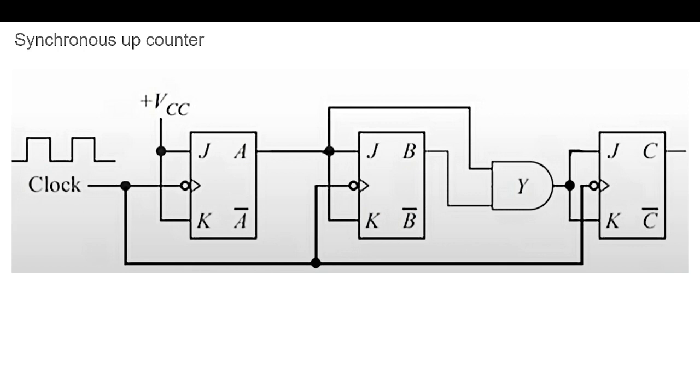Another type of synchronous up counter is where we apply the same global clock. We are not having any AND gate or any logic for the clock, and we are applying J and K inputs as per the modulus of the counter or the required counting logic. So if you see here, the J is A, and here it is A and B.